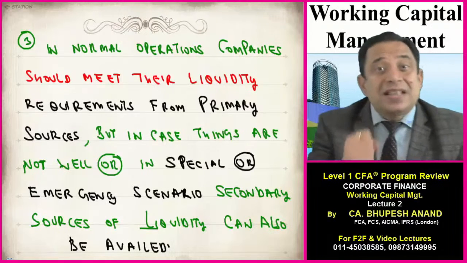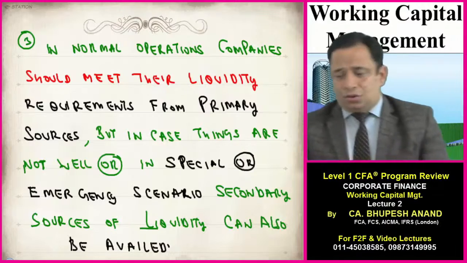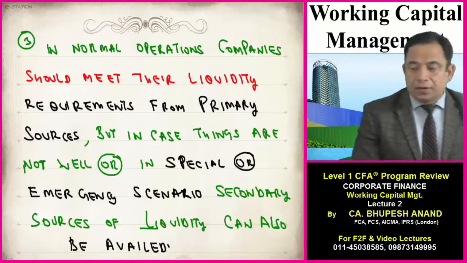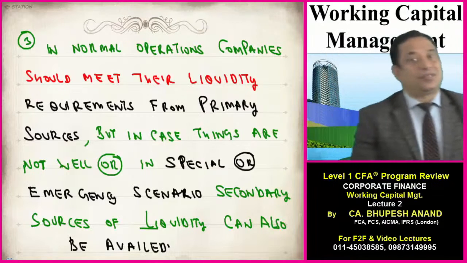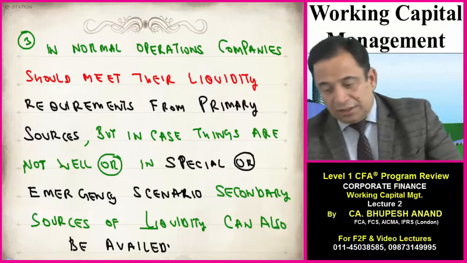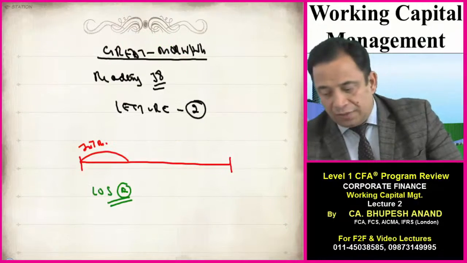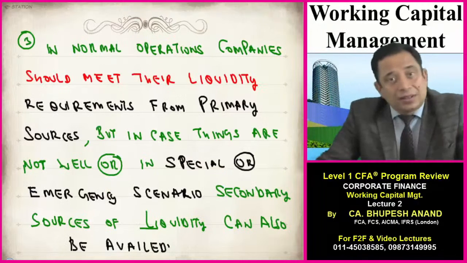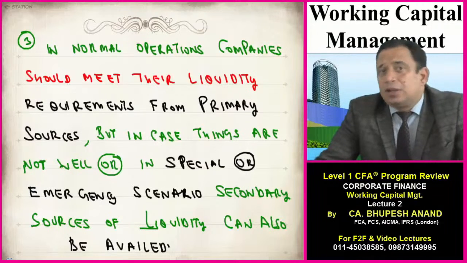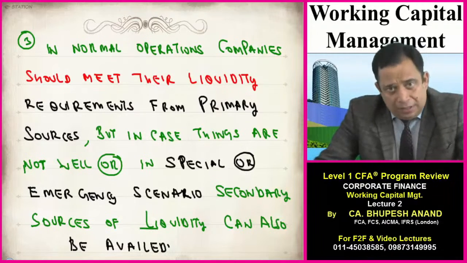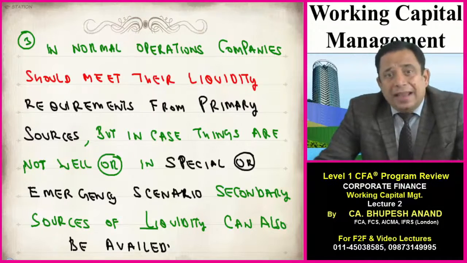In emergency or in special scenarios, secondary sources of liquidity can also be availed. So this is for today's lecture number 2. I have not covered the full LOS A in this lecture number 2. Learning outcome A consists of different points. The first point is what are the different sources of liquidity, primary and secondary.